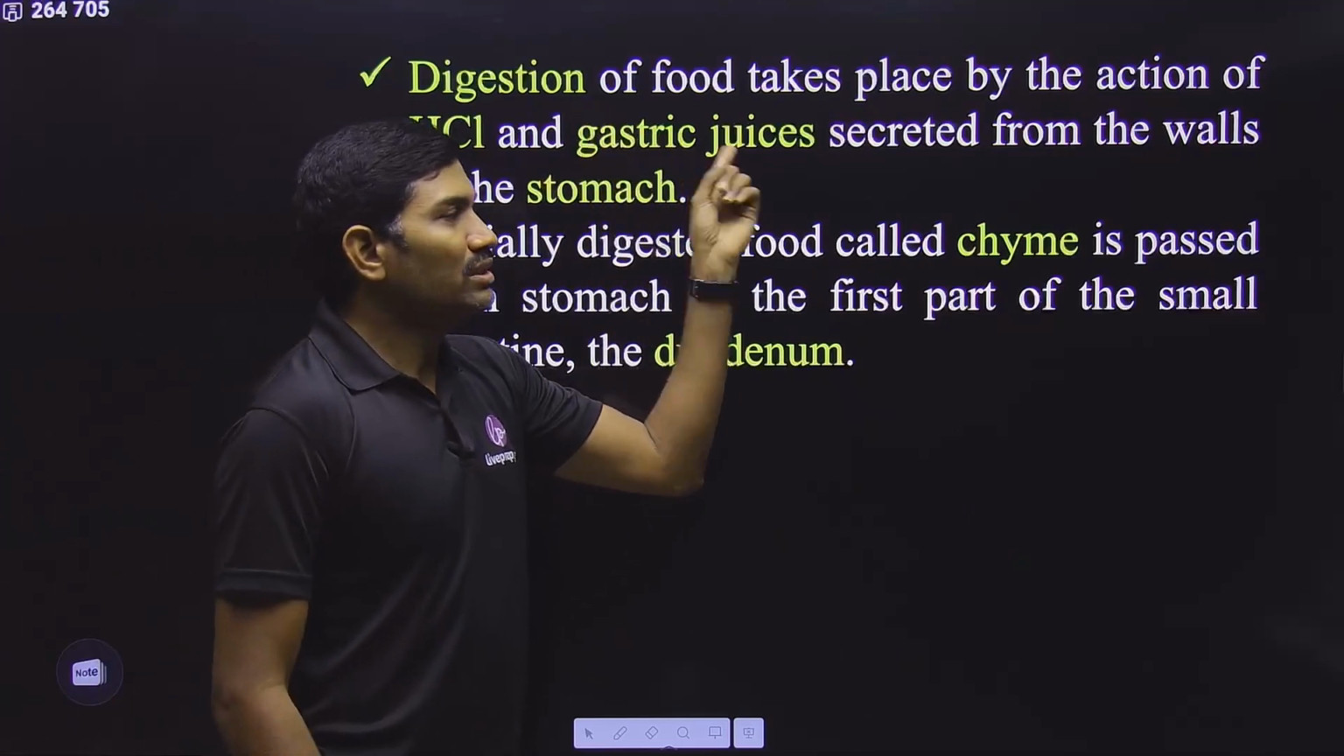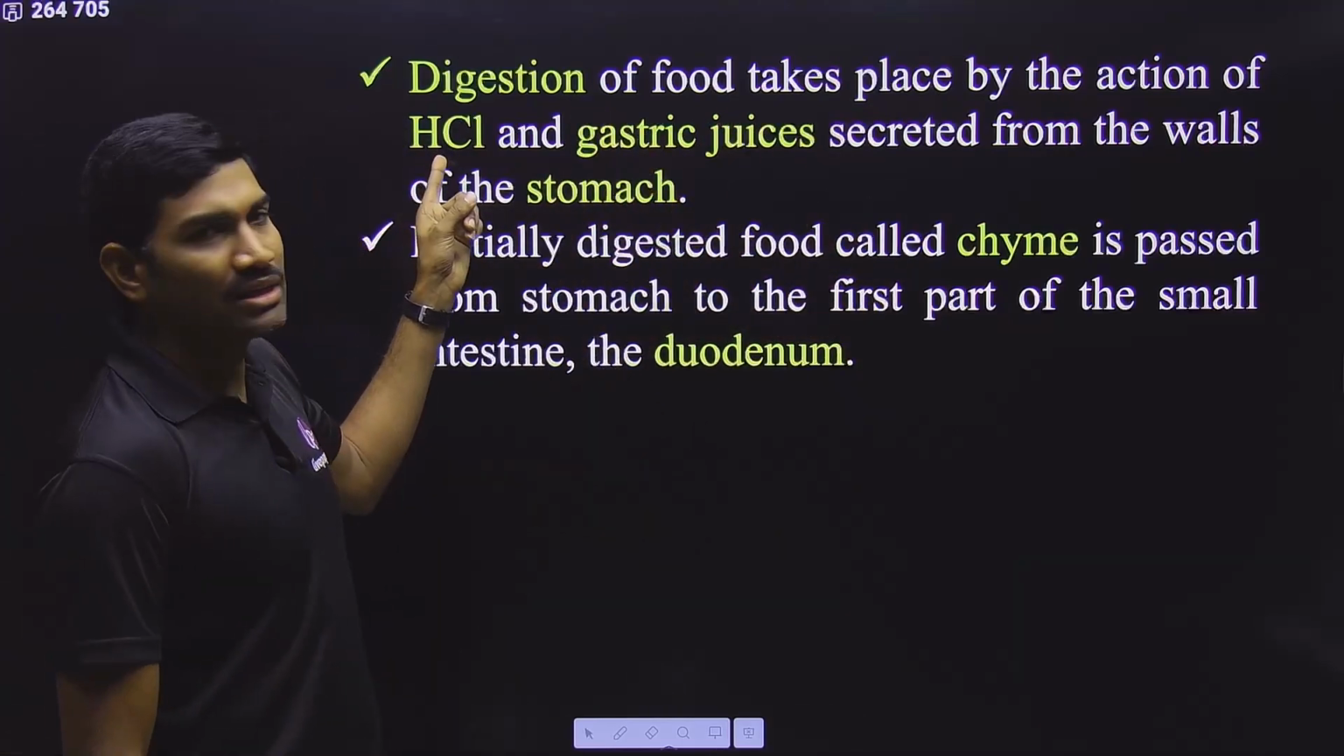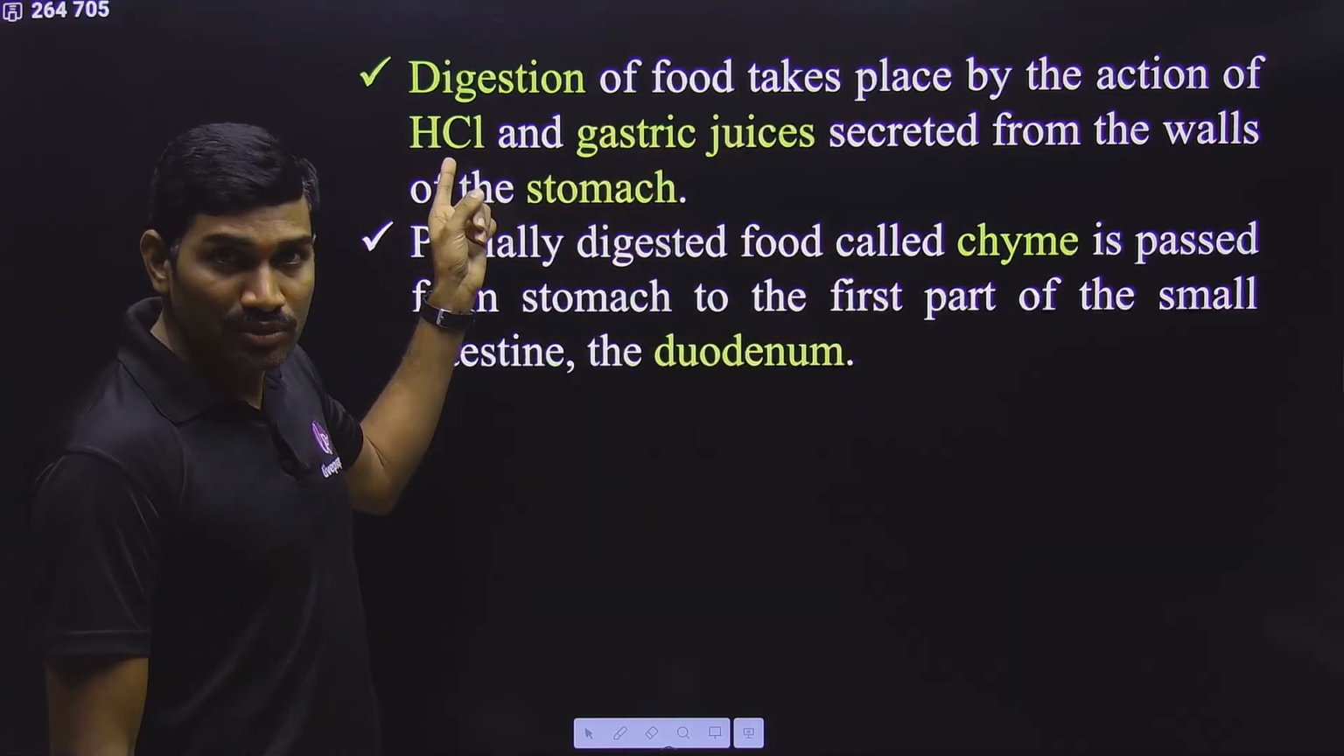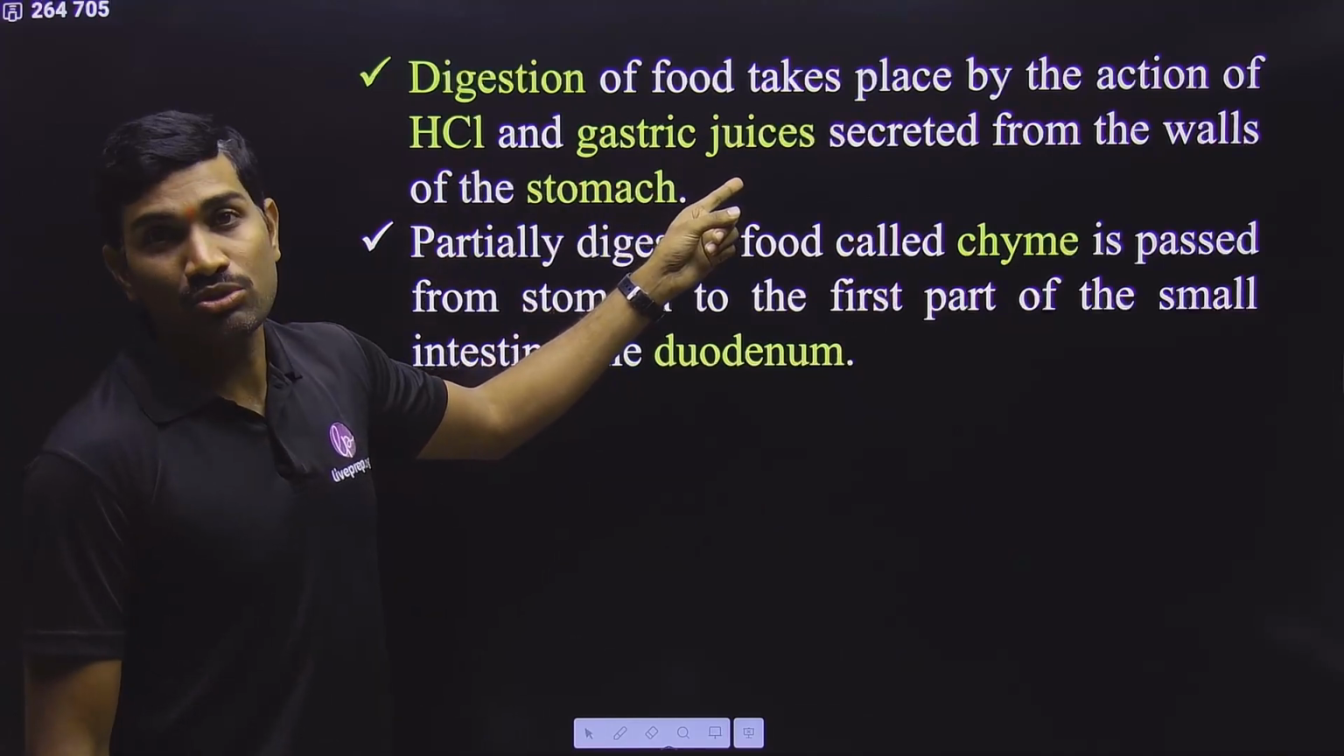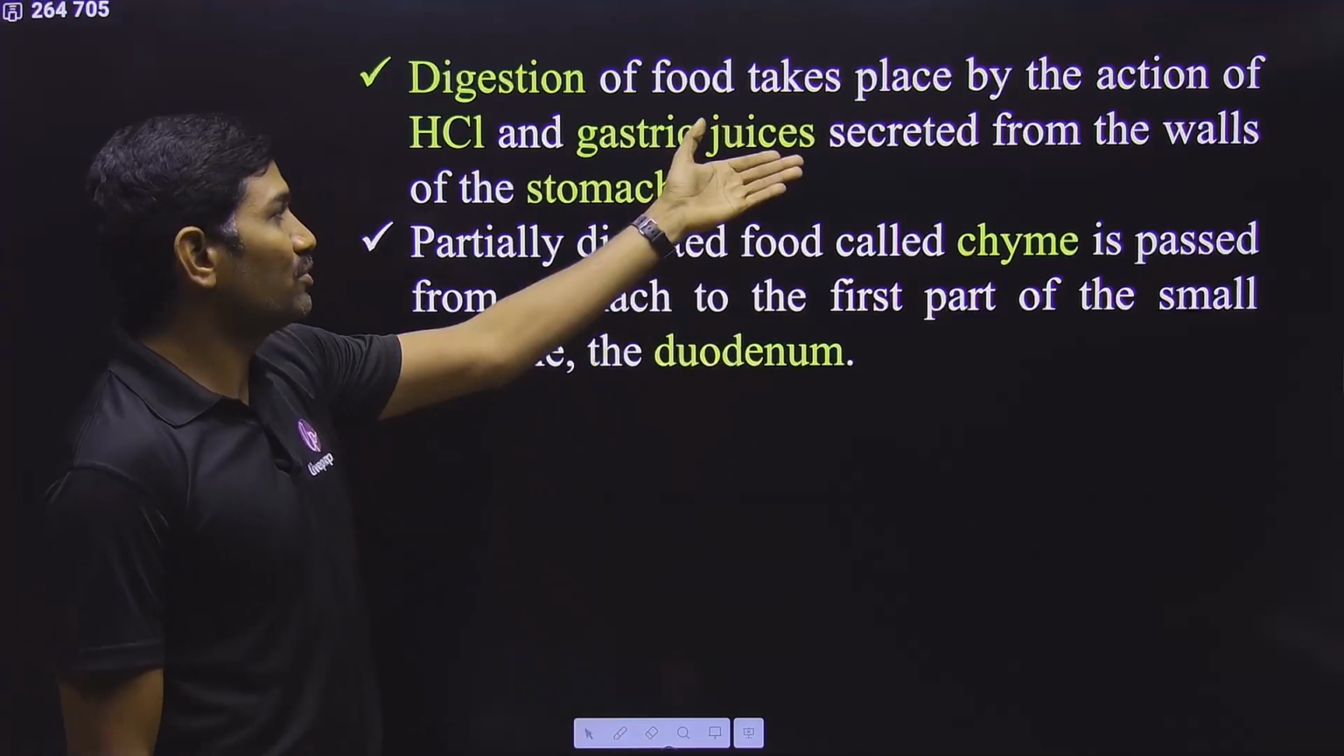Next one. So in the stomach, the digestion. For the stomach, what are the important things? HCl will be produced in the stomach, and some gastric juices containing some enzymes are also produced here.